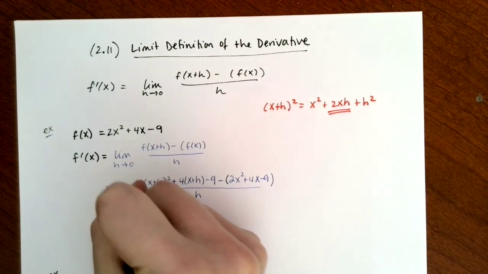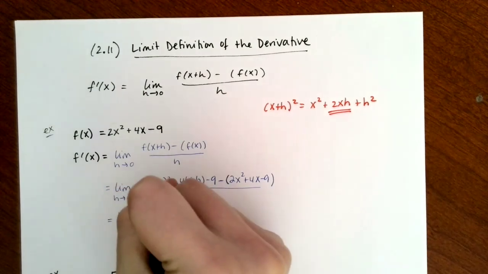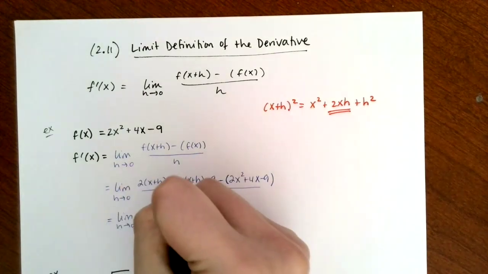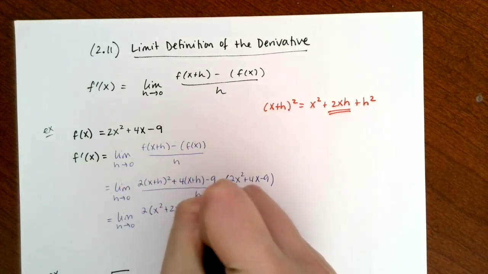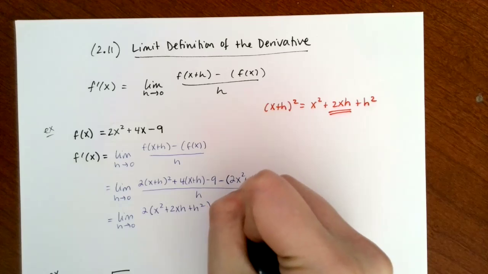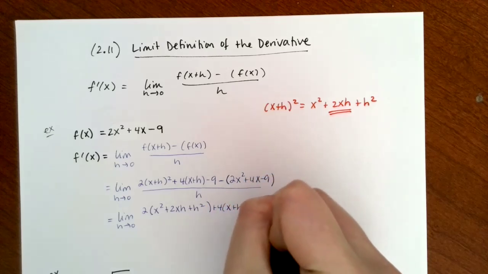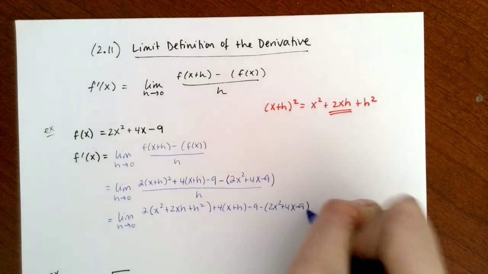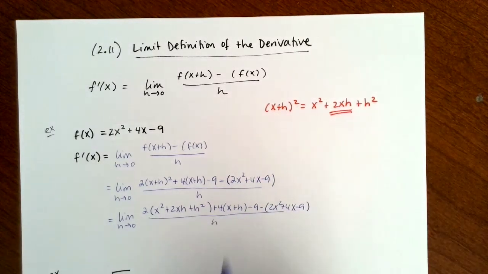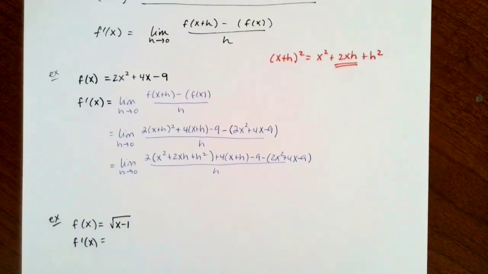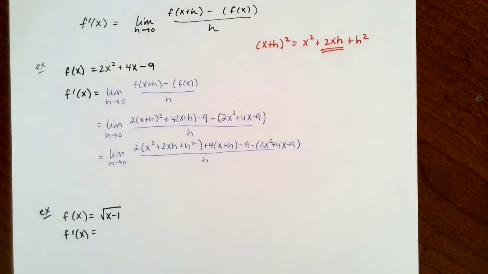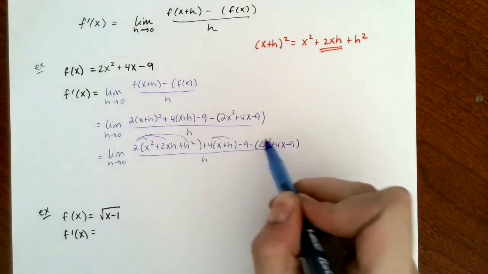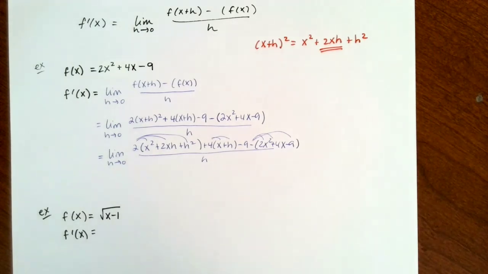Okay, so I have limit as h approaches 0, 2 on the outside, and now I'm going to put this expansion in for (x plus h) squared, x squared plus 2xh plus h squared. Everything else I'm going to leave the same for now, all over h. Okay, so now I'm just going to do one step with a lot of distribution. So I'm going to distribute this 2 into its parentheses, this 4, and this subtraction here.